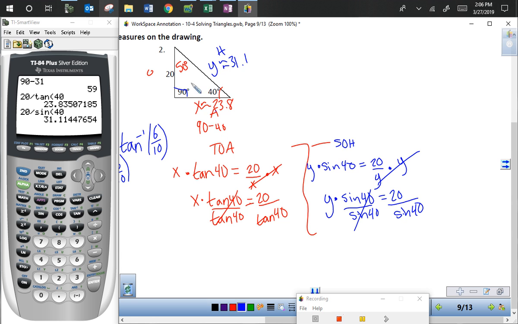A quick check here: the hypotenuse is the biggest number, and the small angle goes with the small side. 20 is the smallest side of this triangle, 40 is the smallest angle of this triangle. So they pair up, small with small and big with big.